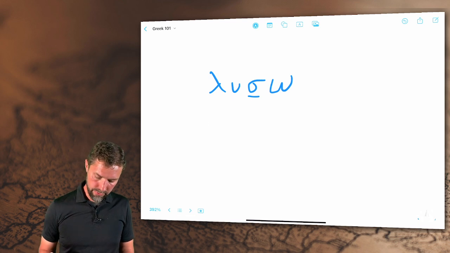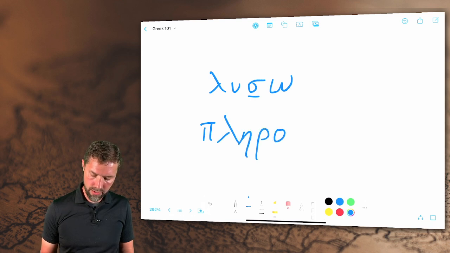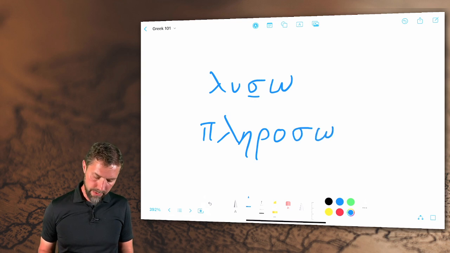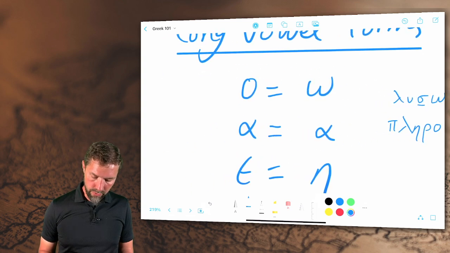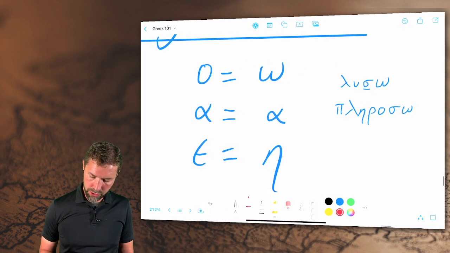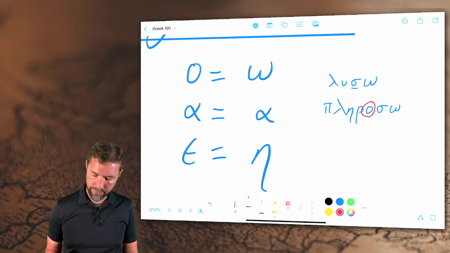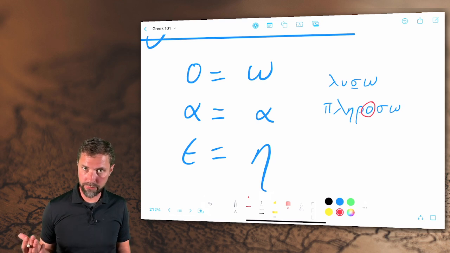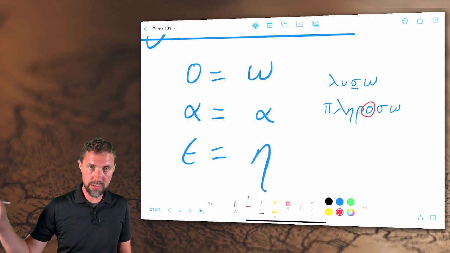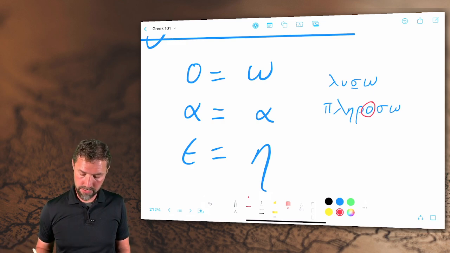If I had a theoretical something like, I'm going to put pleroo into the future, pleroo plus the sigma, and then I put on my ending. Okay, with this chart right here, what we're saying to you is expect this when the contract verb is trapped between two vowels or consonants, when there's not a vowel for it to contract with, like in all the other tenses that you're going to learn, the present, the aorist, and so forth, the future, the aorist, and so forth.